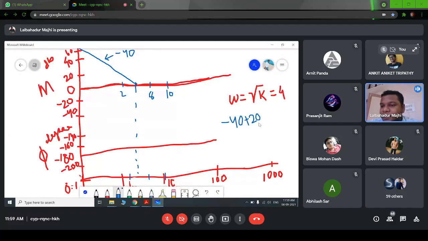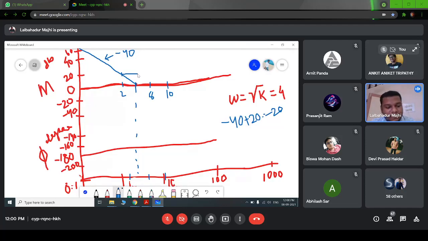Initial slope is minus 40. Okay, then for a zero we have to add plus 20. So now what is the slope? Now minus 20 dB per decade. Right, now this is minus 20. So the slope from this corner frequency 2 will be minus 20 dB per decade. So this slope will be like this one.